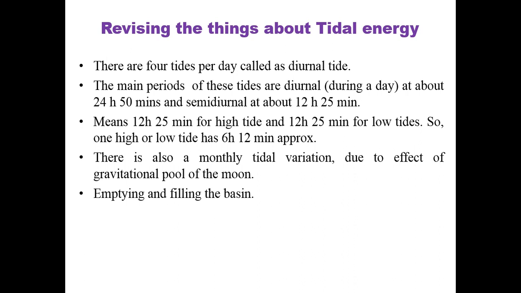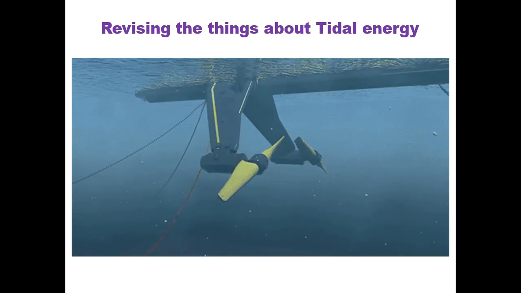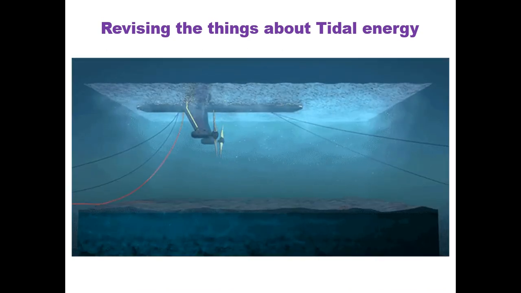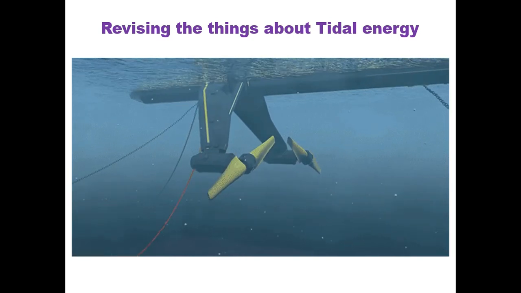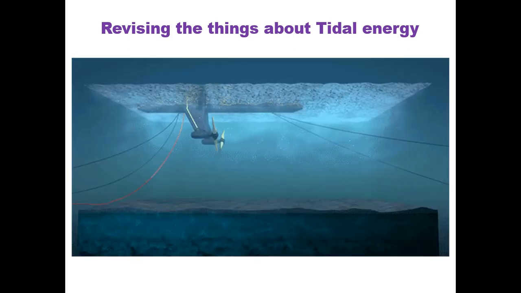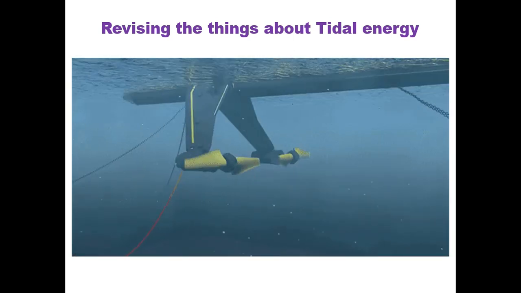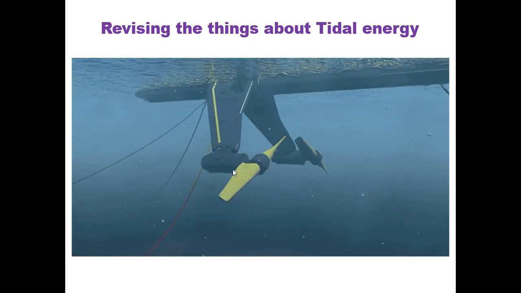There is also a monthly tidal variation due to the effect of gravitational pull, particularly of the moon, and we have also checked once how we are going to empty the basin and how we are going to fill the basin levels back in a particular way. So this is how the tidal turbines are incorporated in the seabed. The two-way fins, it might be our main discussion.